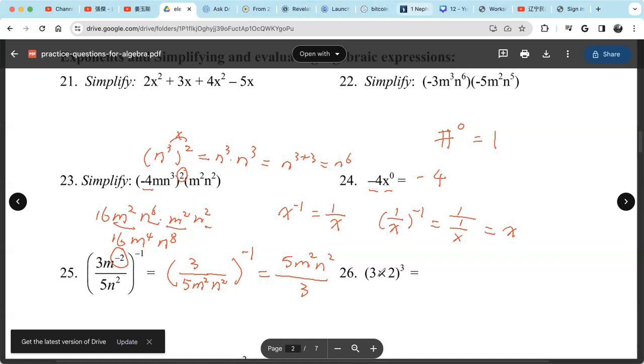Okay, let's see 26. 26, we have parentheses, inside 3 times 2, then raised to 3. So we're going to do the inside first. So 2 times 3, that's 6. 6 raised to 3 is 6 times 6 times 6. 6 times 6 is 36. 36 times 6 is 216. Right, so that's it for these couple of questions.